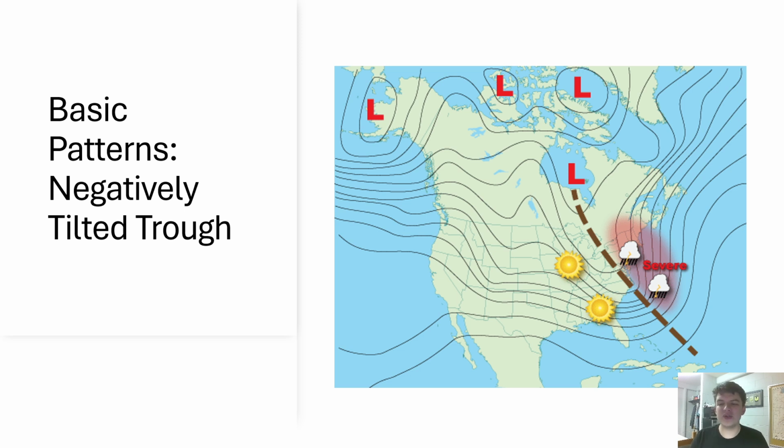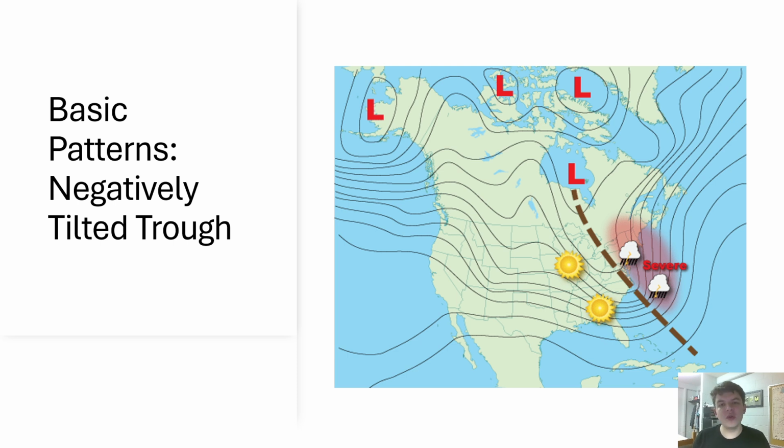Behind the trough, weather tends to improve. But negatively tilted troughs tend to have slightly less widespread regions of unsettled weather. The difference is that weather tends to be significantly more intense. So if you see a negatively tilted trough, that's when you can see severe weather, nor'easters. Now there are exceptions to these rules. You can get severe weather with positively tilted troughs and weaker systems otherwise.